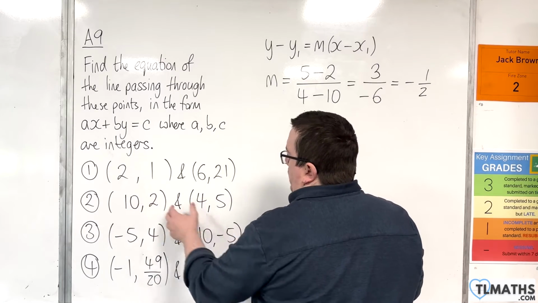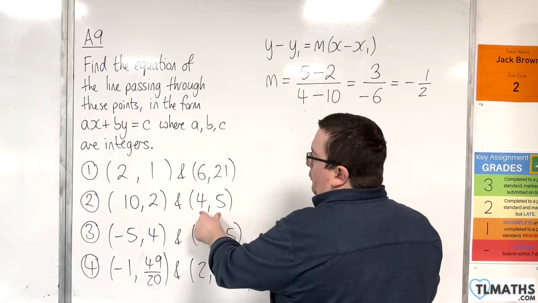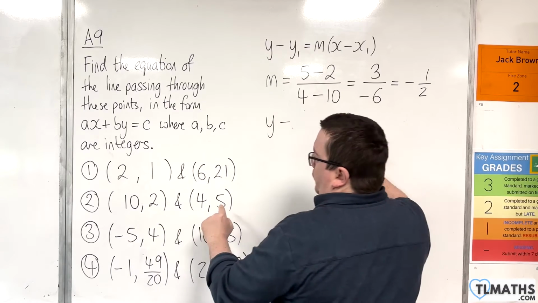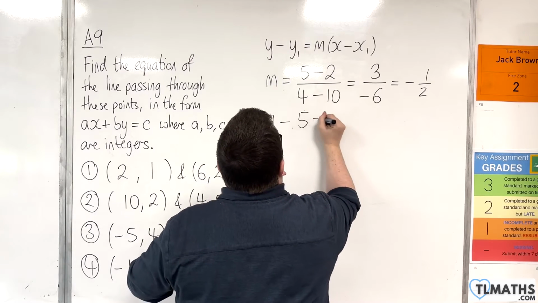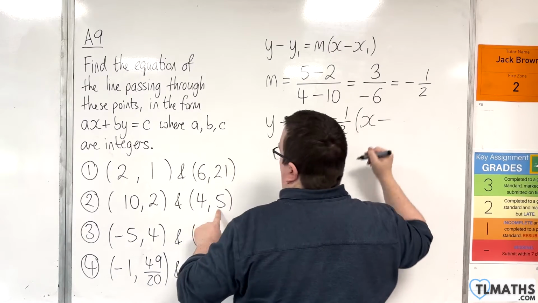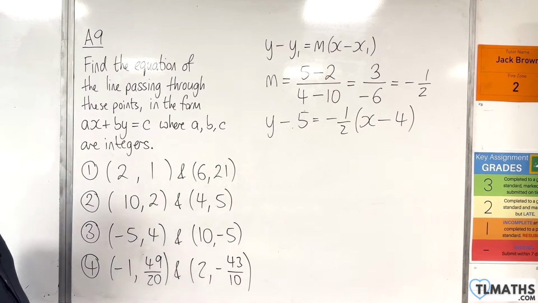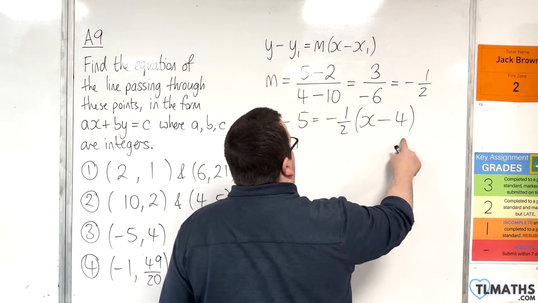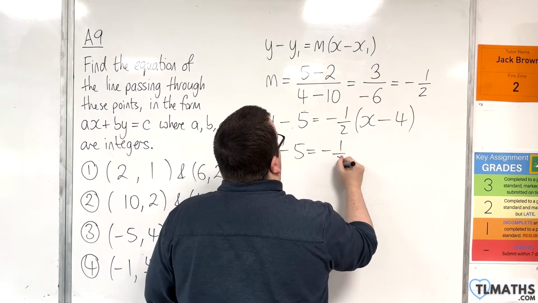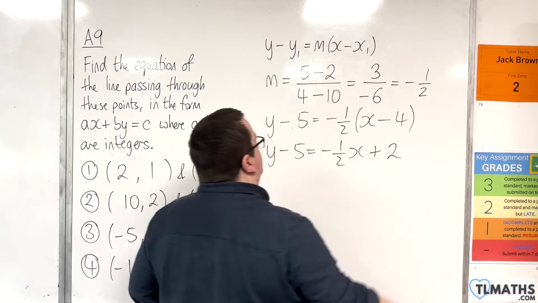So choose which one of these you want to go in as the x1, y1 now. I'm going to go with 4, 5, I think. So y minus 5 is equal to minus a half (x take away 4). Okay, now multiply through the right-hand bracket. So minus 1/2 x. Minus a half times minus 4 is plus 2.